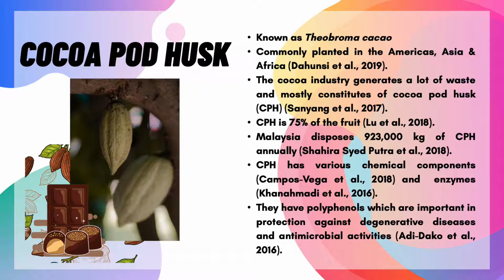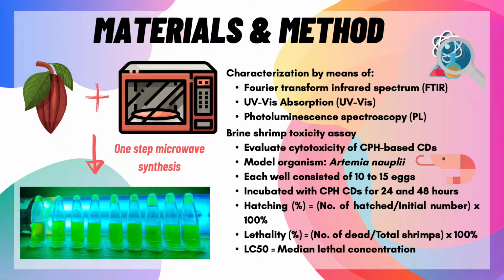Okay, so moving on to materials and method. I only use a one-step microwave synthesis. I take the cocoa pod, dry it, grind it, and then mix it with just water. No chemicals are involved in my method. Then I put it in the microwave irradiation, let it cool, centrifuge, and then filter it with Whatman filter paper, and therefore I get the luminescent nanoparticles. As you can see, it is green in color.